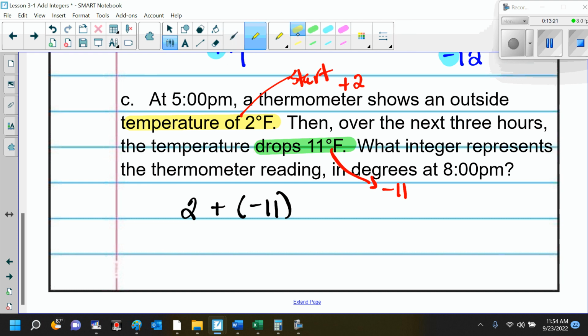What do I do to the 2 and the 11? You subtract them. So 11 minus 2 is 9. And then we're going to look at the sign. Which one is bigger? The 11 is bigger. So my sign is going to be negative. So this is going to be negative 9 degrees Fahrenheit.